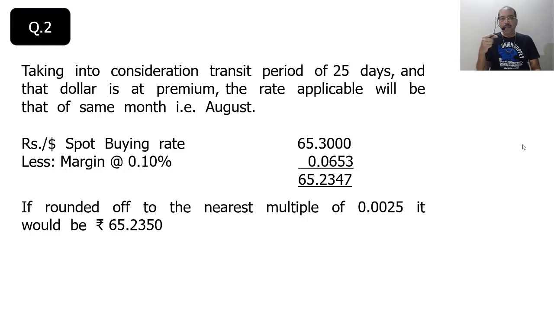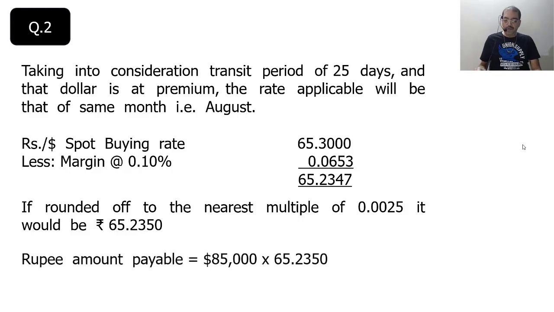Once you get the rate multiplied to the number of dollars, remember that 15% is going to be retained by customer. So 1 lakh is not going to be multiplied. 85,000. $85,000 into the rate, 65.2350. 55 lakhs 44,975.